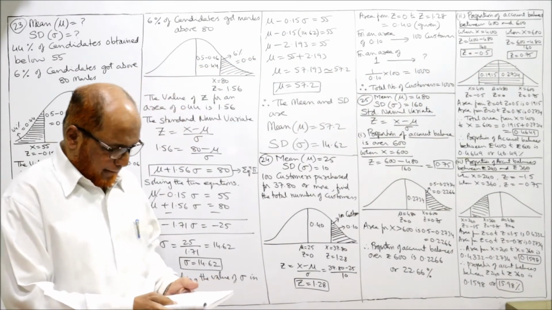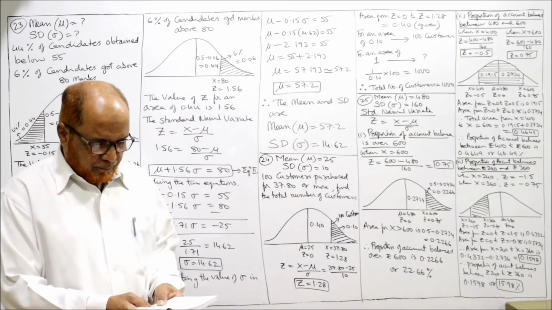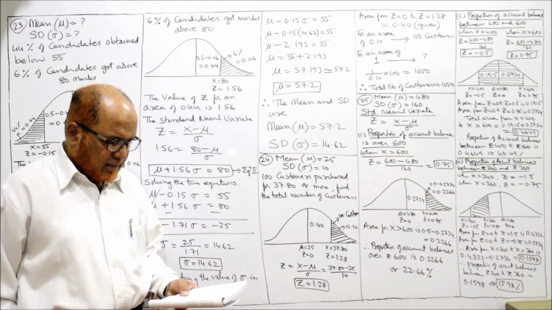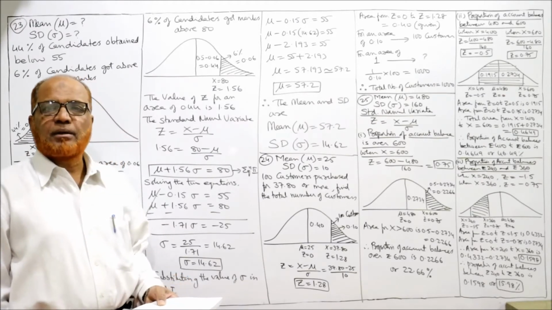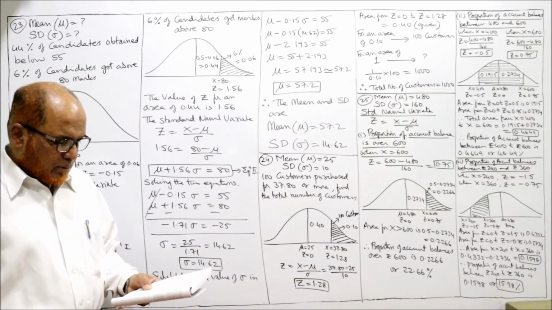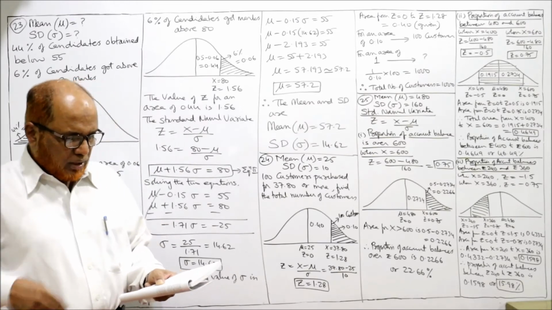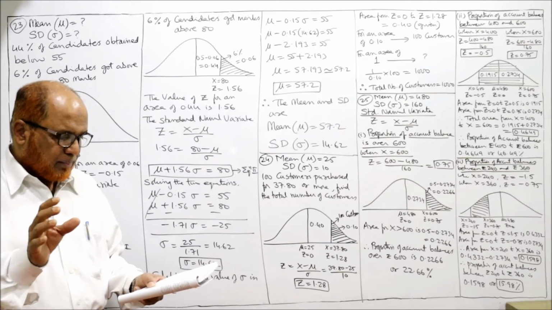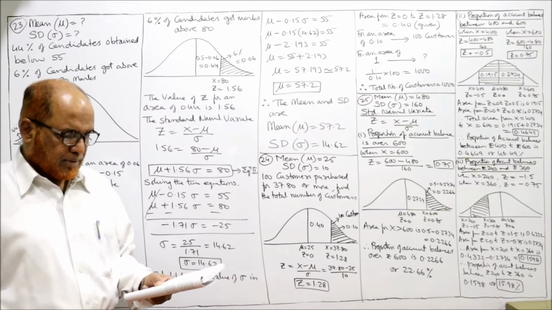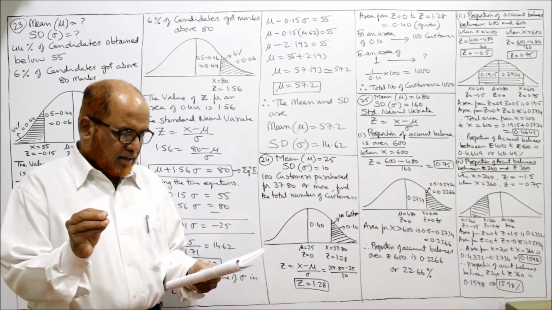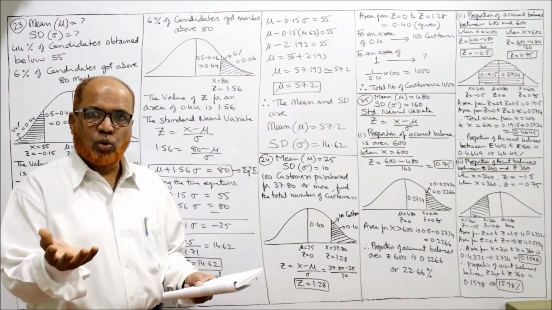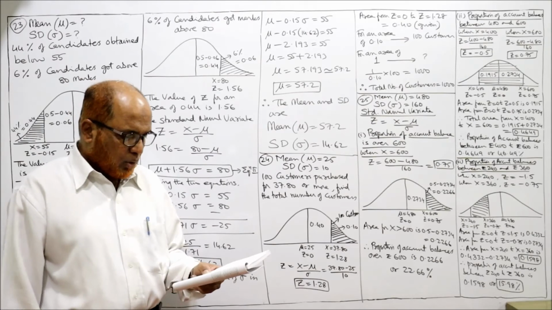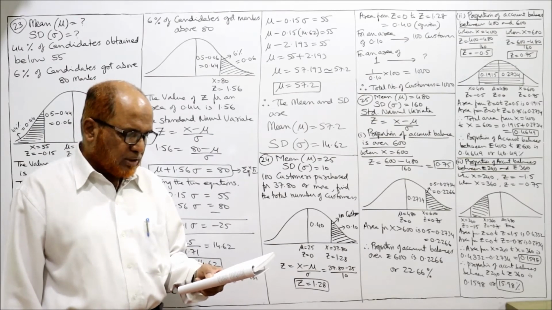Problem number 24. The arithmetic mean of purchases per day by a customer in a large store is 25 rupees with a standard deviation of 10. So mu is given 25 and standard deviation 10. If on a particular day 100 customers purchased goods worth rupees 37.8 or more, find the total number of customers who purchased from the store on that day.